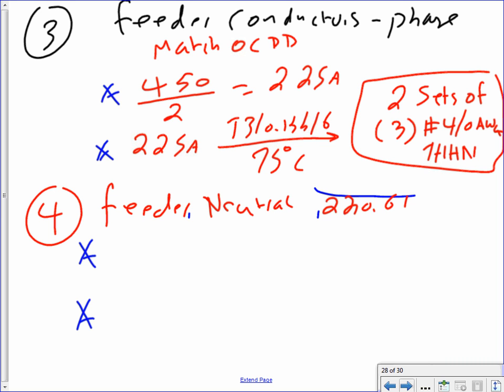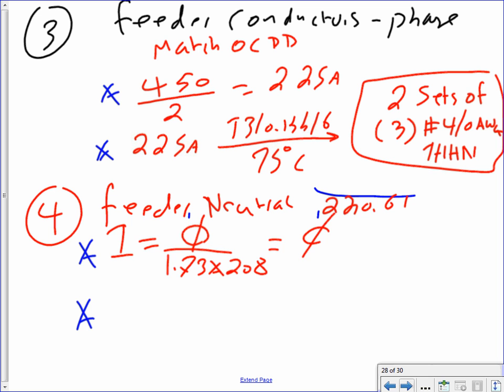Now what's with the neutral? Let's go to the neutral. The I for the neutral was 0, divide by 1.73 times 208. That'll get you a big fat 0. So here's a big thing you have to do. You can say we don't need a neutral, but that's a major decision. If you don't bring a neutral to a panel, guess what's going to happen? You can't feed anything from line to neutral.